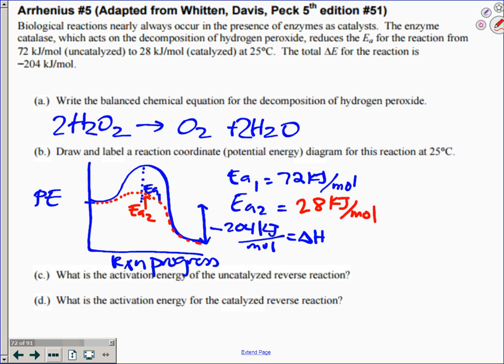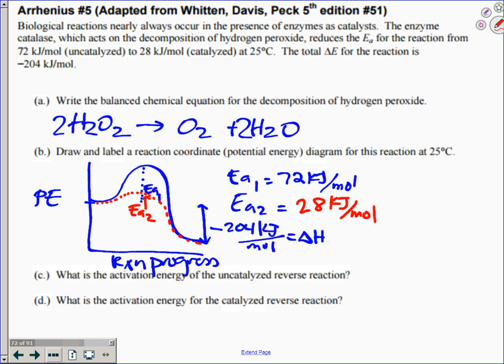And then a catalyzed reaction has a lower activation energy. So I start at the same place, I end at the same place. It's just the middle region that's changing, and that's just got a lower activation energy of 28 kilojoules per mole. Does that make sense? Talk to me. Questions?